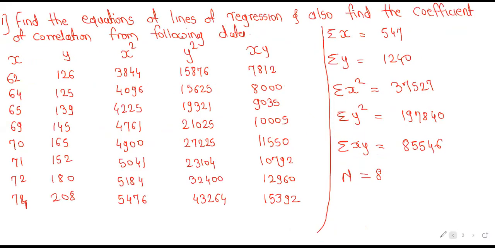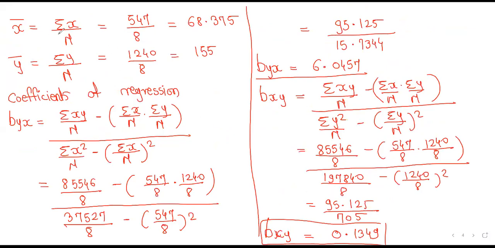We have been given some data and we have to find the lines of regression. Similar to the coefficient of correlation, we have found the values of x, y, x square, y square, xy, and again the summation of all these terms. Now x bar and y bar is nothing but the mean, that is summation of x divided by the number of observations. Now the coefficients of regression, that is byx and bxy. By using this formula, we found the values of byx and bxy.